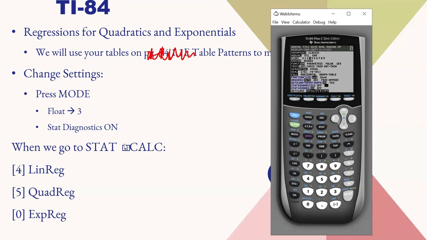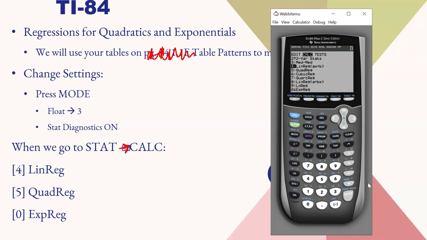All right. Then it says when we go to stat, it's supposed to be the arrow. We're going to go to calc. So we're going to stat calc. I'm going to go to stat, arrow over to calc, and you can see we have linear is at 4, quadratic is at 5, and then you can't see exponential, but if you scroll down, exponential is at 0. Do we see that? Okay, we're going to first run a linear regression model.